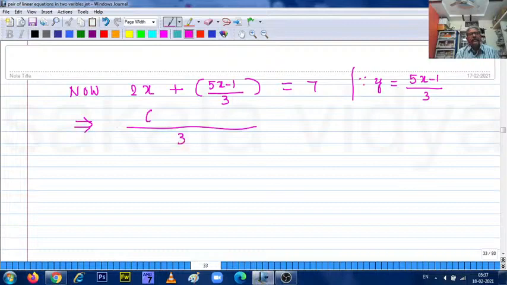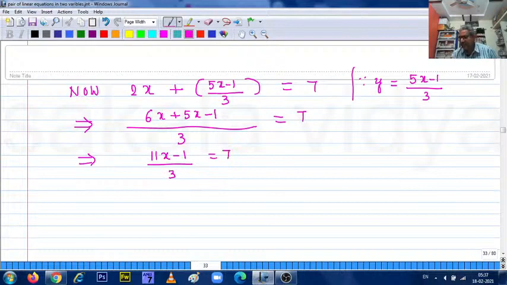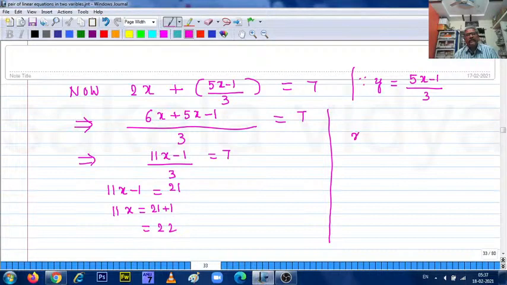3 into 2x is 6x, plus open the bracket 5x minus 1, equals 7. So this becomes 11x minus 1 upon 3 equals 7. Cross multiplication takes place. If you cross multiply, 11x minus 1 is equal to 3 into 7, that is 21. 11x equals 21 plus 1, that is 22. So we need the x value. Therefore x equals 22 by 11. 11 ones are 11, 11 twos are 22. So x equals 2.